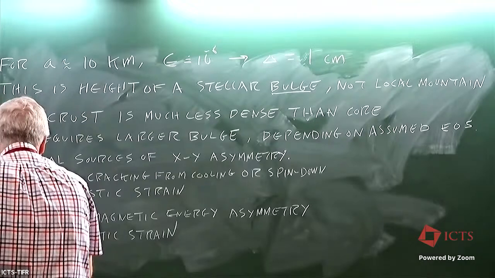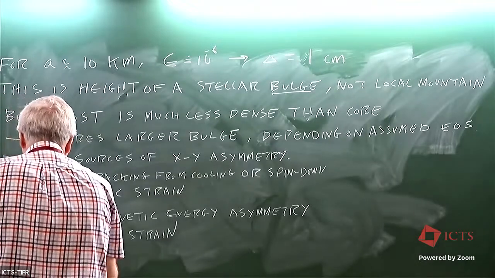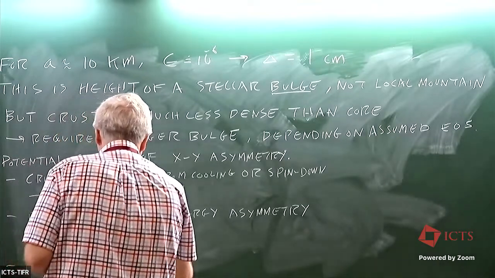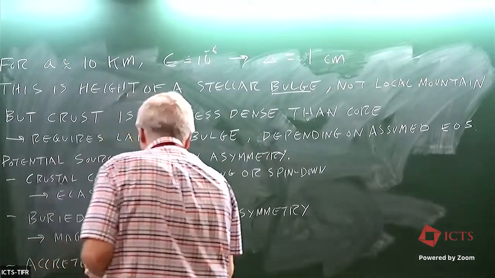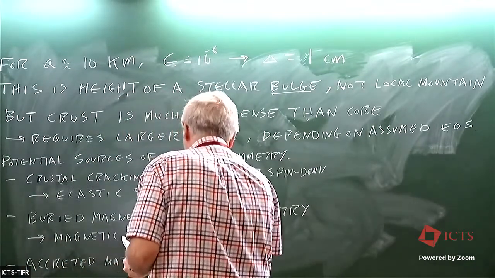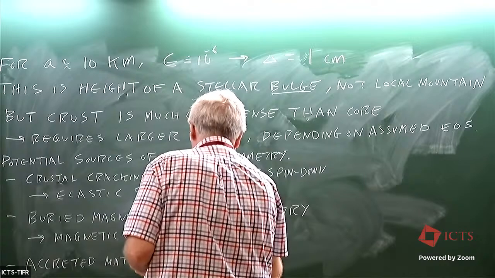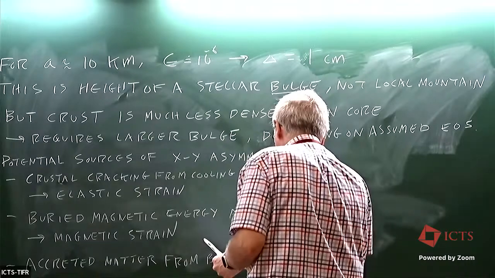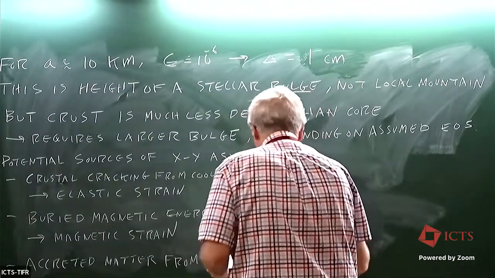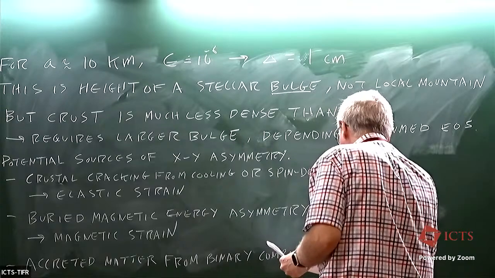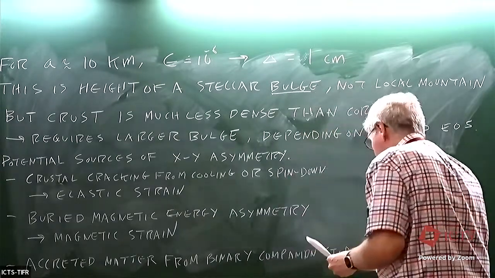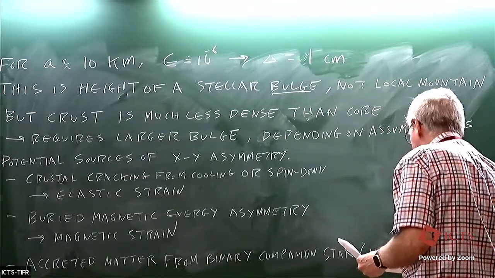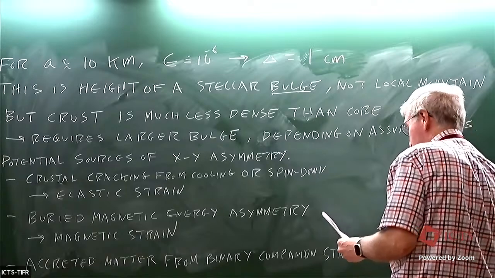And another possibility, I'll come back to a bit later, is accreted matter from a binary companion. And you could argue this is actually the most promising possibility, because here we have a source of mass raining down on the star, and it might well deposit itself in a non-isotropic way. And I'll come back to that point later on, hopefully toward the end of today's lecture, possibly the start of tomorrow's lecture.